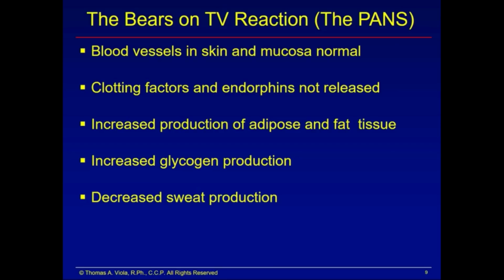Clotting factors and endorphins, not released. They're not even necessary. You're not doing anything to injure yourself, to cause pain. Increased production of adipose and fat tissue. Well, if you sit there long enough, yeah. I know if you combine the pizza and beer into the equation, you're going to generate even more adipose and fat tissue. But that's okay.